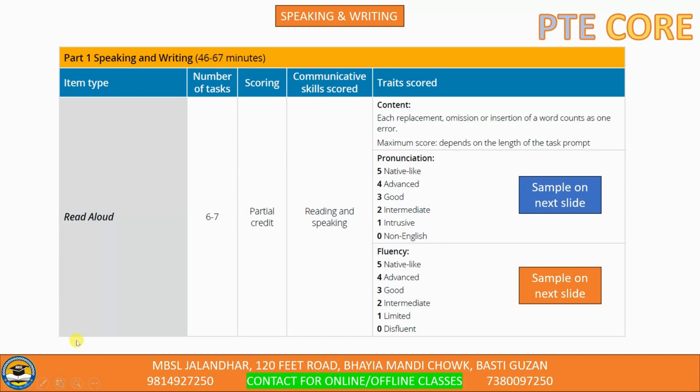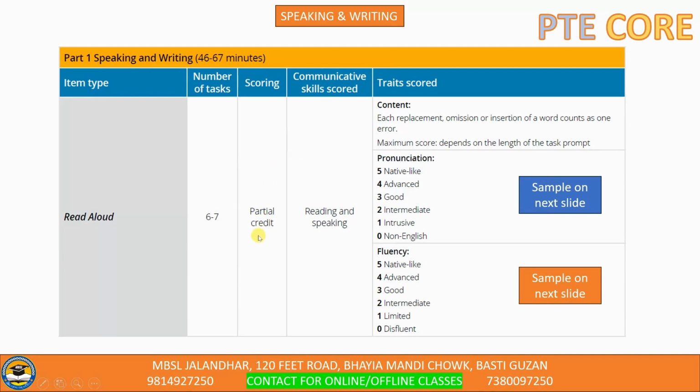Speaking and writing. The total timing for speaking and writing is 46 to 67 minutes. If we talk about the item types in speaking, the first item type is read aloud. The number of questions you will get in the final exam will be 6 to 7, minimum 6 but maximum 7. Of course, in the coming slides we will see the samples.